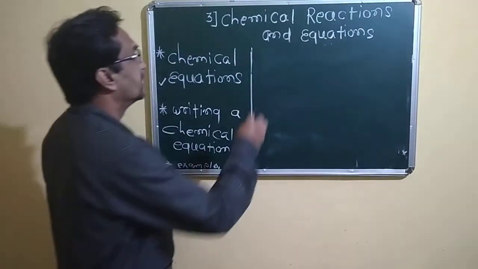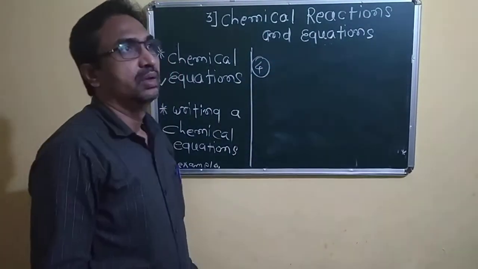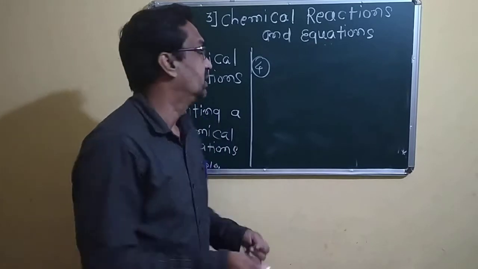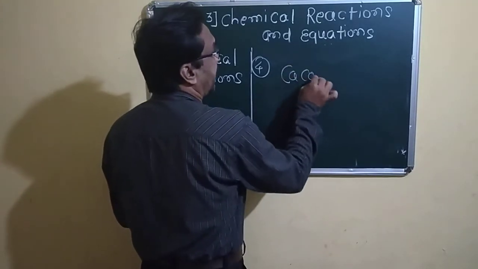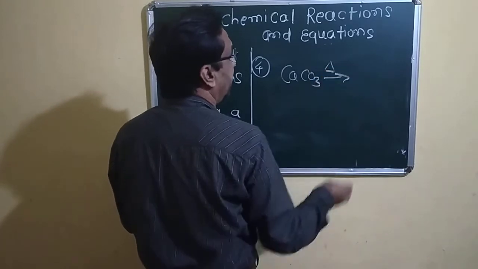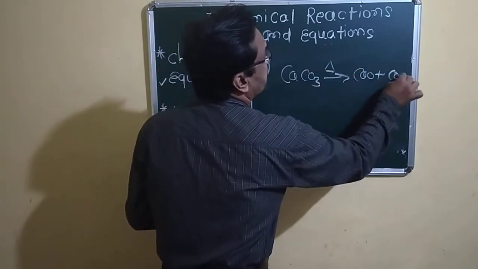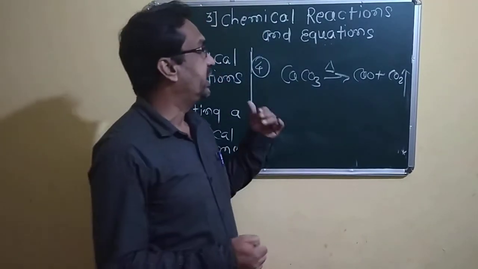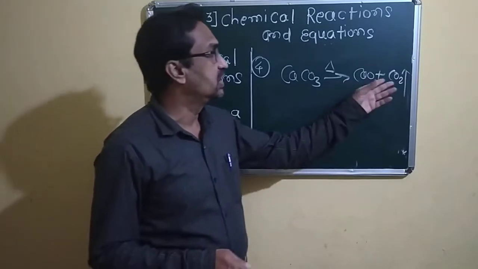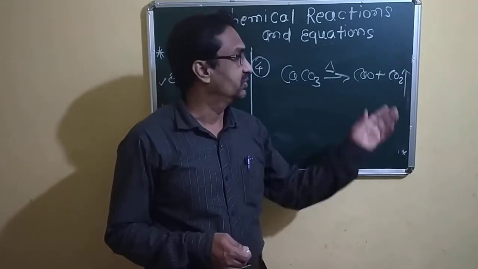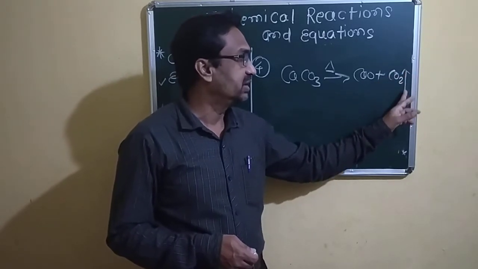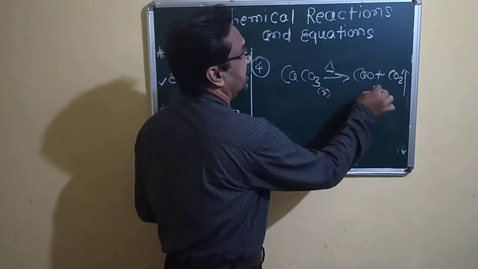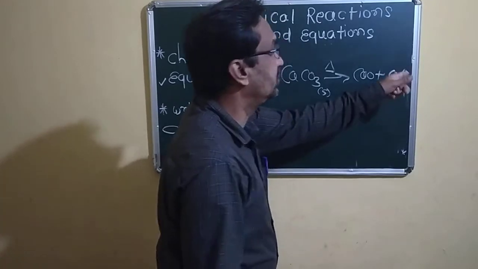The fourth one is that there are some reactions which take place when heat is provided to them. Let me give an example. Calcium carbonate, that is limestone, on heating gives calcium oxide plus carbon dioxide. Calcium carbonate is heated, calcium oxide is formed, and another product is carbon dioxide, which is a gas, which I have written in the upward direction. Calcium carbonate is in solid state, calcium oxide is also solid, and CO2 is in gaseous state.